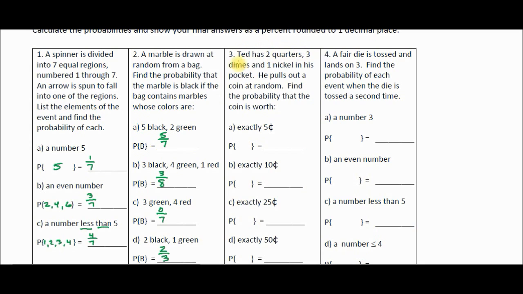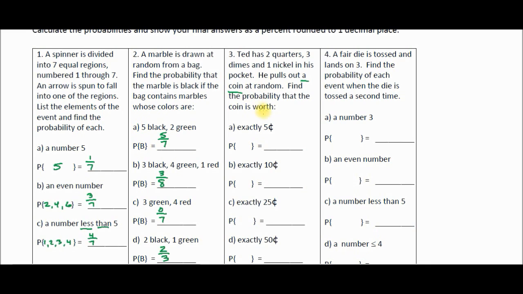Ted has 2 quarters, 3 dimes, and 1 nickel in his pocket. He pulls out a coin at random. Find the probability that the coin is worth... Now, I want you to recognize this, class. He pulls out a coin. Very important that you recognize a coin. He only can pull out 1 coin.